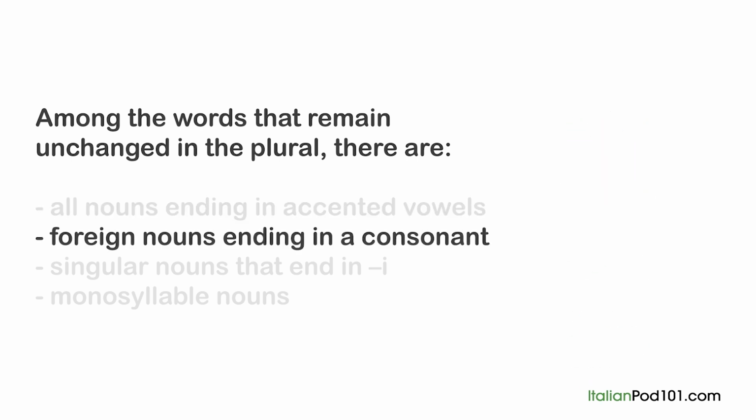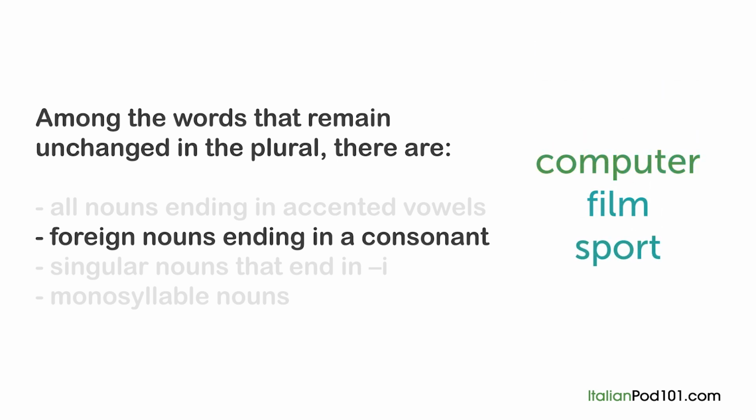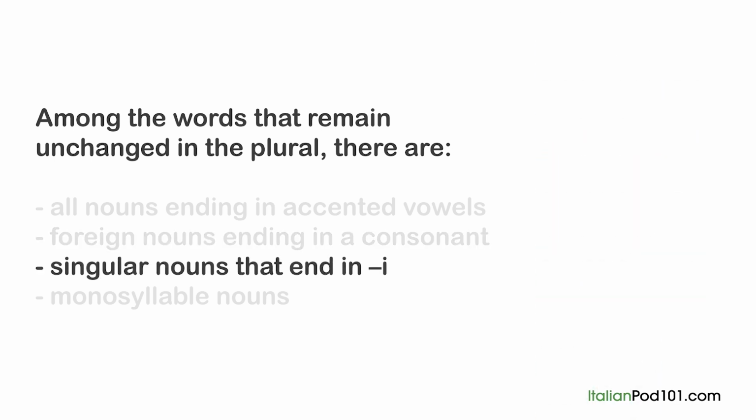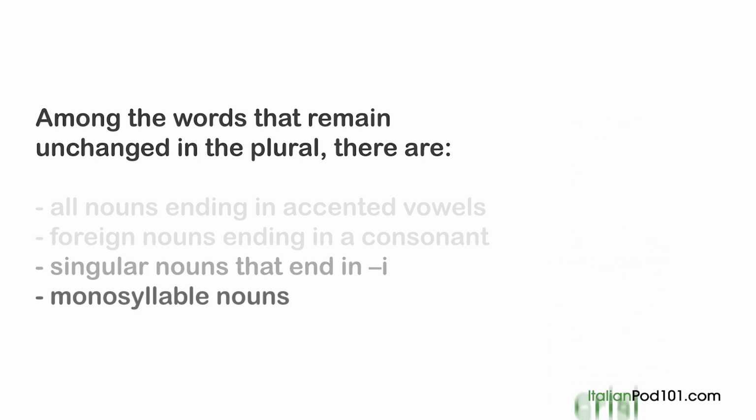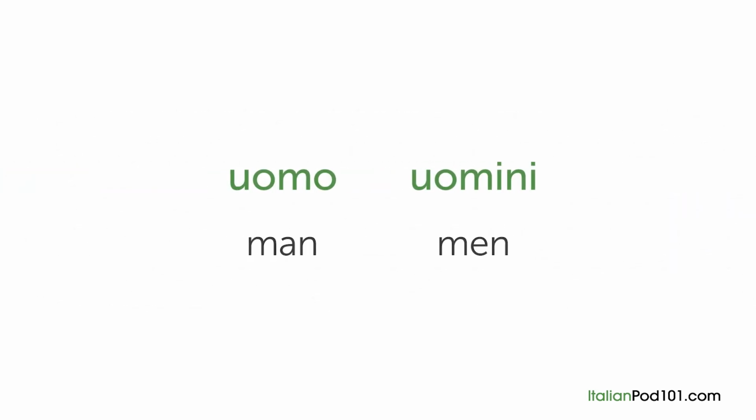Foreign nouns ending in a consonant, for example, computer, film, or sport. Singular nouns that end in I, crisi, meaning crisis, or brindisi, meaning toast. Monosyllable nouns, for example, re, which means king. Some nouns have an irregular plural form. For example, man in Italian is uomo, while men is uomini.